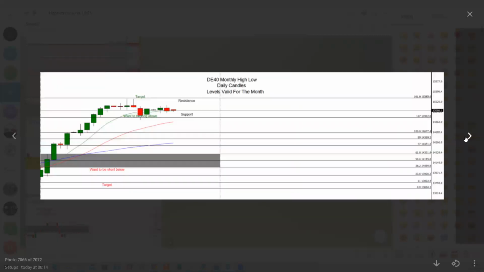On the DAX, monthly high-low, currently between levels of 127 and 161.8 as support resistance. If you look at moving averages, 8 is still above 21, above 50. That's indicating trend is up. So we're still looking for that 161.8 target level.